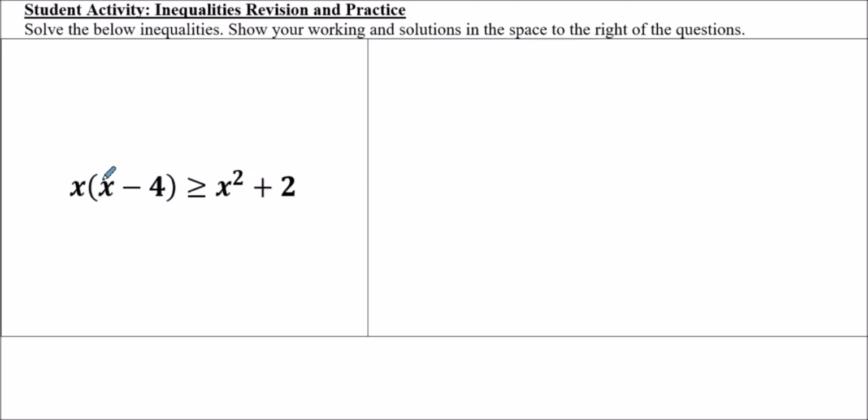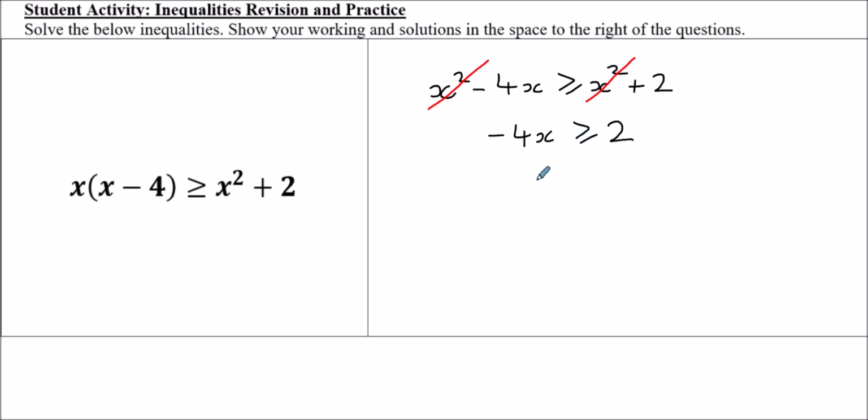This one, again brackets, so expand them out. X multiplied by x is x squared. X multiplied by minus 4 is minus 4x. So we have that's greater than or equal to x squared plus 2. We've got x squared on both sides, so we can subtract off an x squared from both sides. So effectively it cancels. So we're then left with minus 4x is equal or greater than 2.